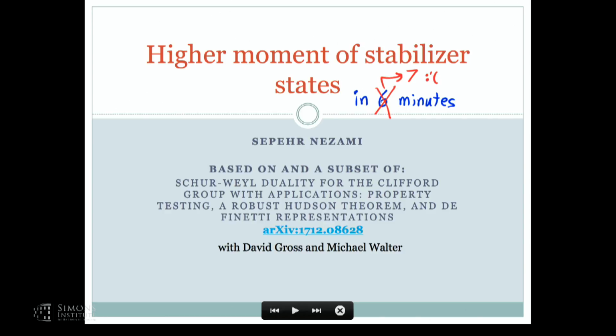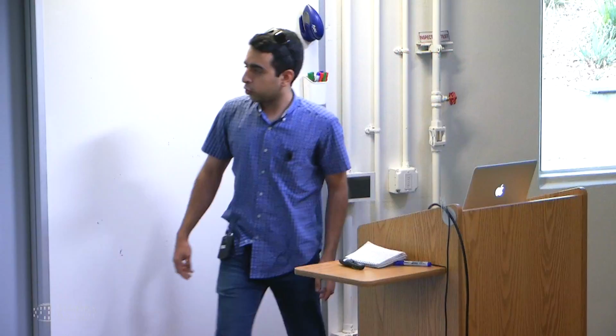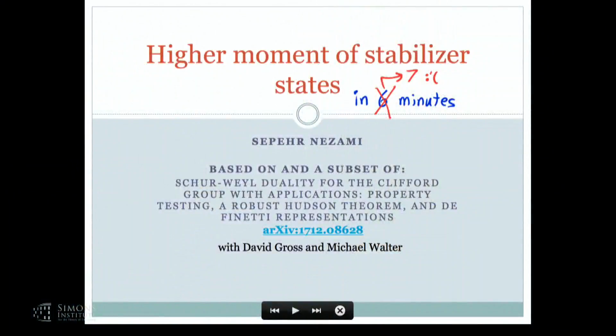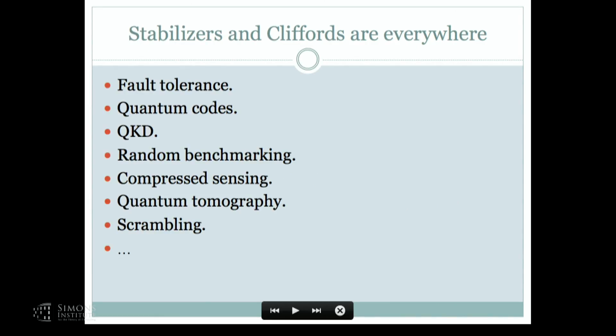So yes, I'm going to talk about higher moments of stabilizer states and some of the applications. It's joint work with David Gross and Michael Walter. First of all, why we care about this is because stabilizers and Clifford operations are everywhere: from fault tolerance, quantum codes, QKD, and randomized benchmarking. Knowing the statistical properties is useful for many of these tasks, and even in the near future.